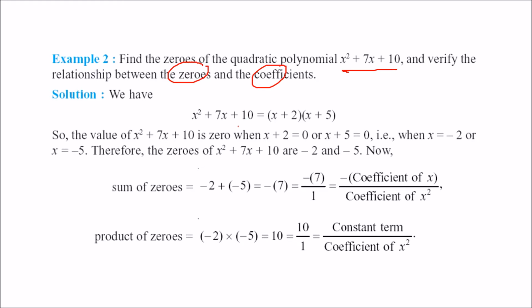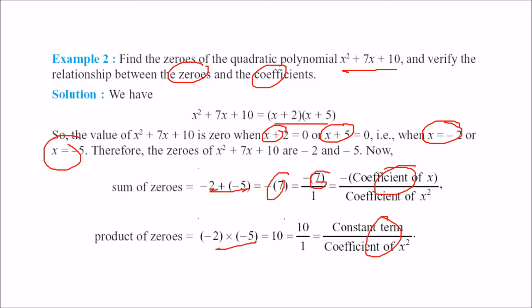So x square plus 7x plus 10 can be written like this: (x plus 2)(x plus 5). Equate it to 0 because we want the zeros. So x plus 2 equal to 0, x plus 5 equal to 0. x will be minus 2 and x will be minus 5. Just sum them, take their product, and compare with minus b by a and c by a. This will be exactly similar.